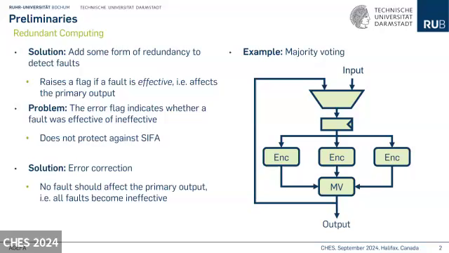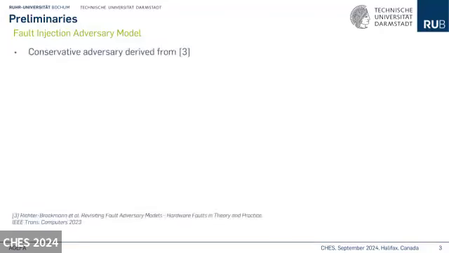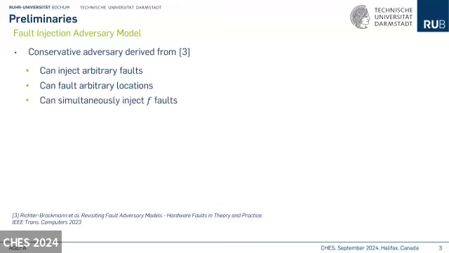So basically, when we now have our circuit, the natural question arises how we can prove its security. So how we can guarantee that our circuit is really secure. And from this, we have some fault injection adversary models, and in this thesis, we took a very conservative model derived from another work, which allows an adversary to inject arbitrary faults at arbitrary locations, and in total, F faults simultaneously, so in the same clock cycle.